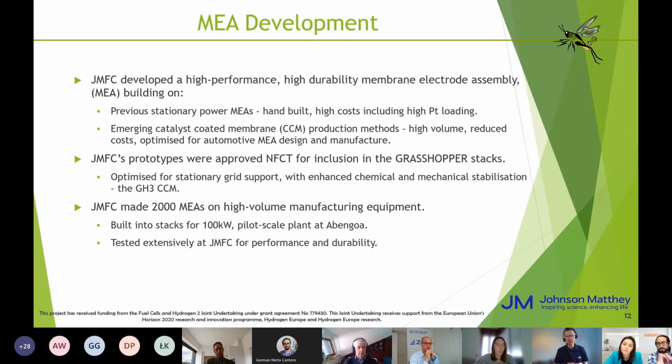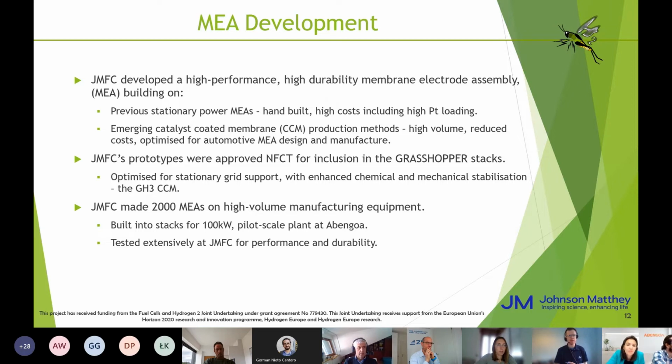So our challenge in the Grasshopper program, and the GRASS at the start of Grasshopper stands for grid assisting, was to come up with an MEA that could realize the benefits of this lower cost whilst providing good performance and good lifetime for a grid assisting, so in other words, a flexible stationary power plant application such as this.